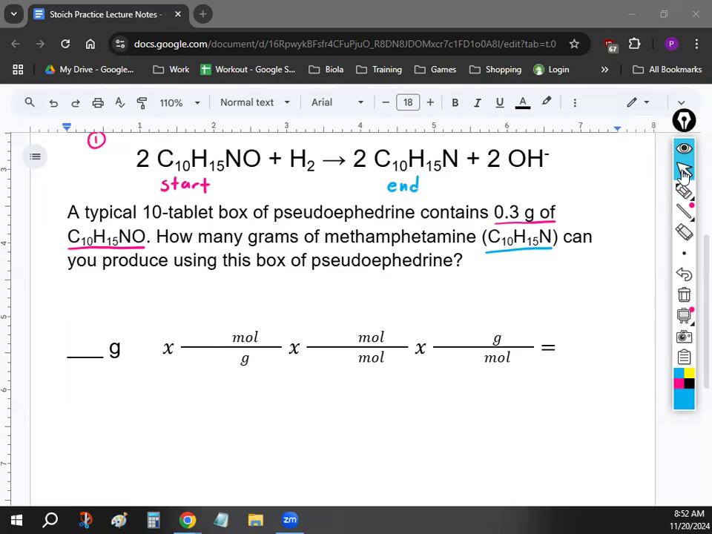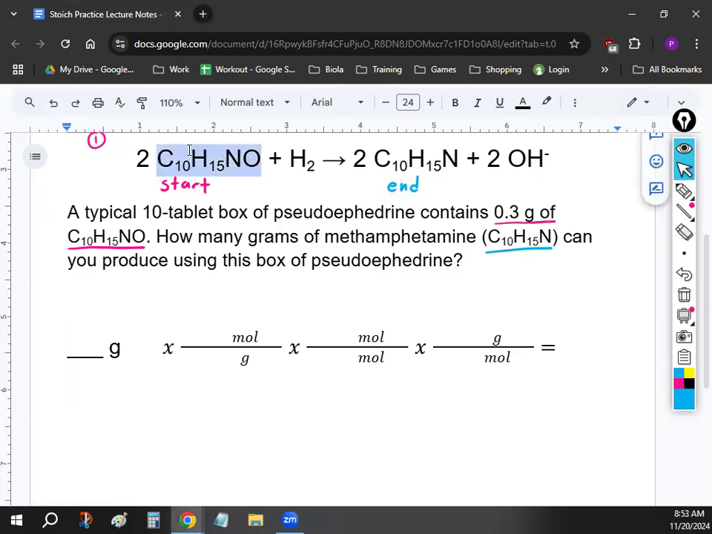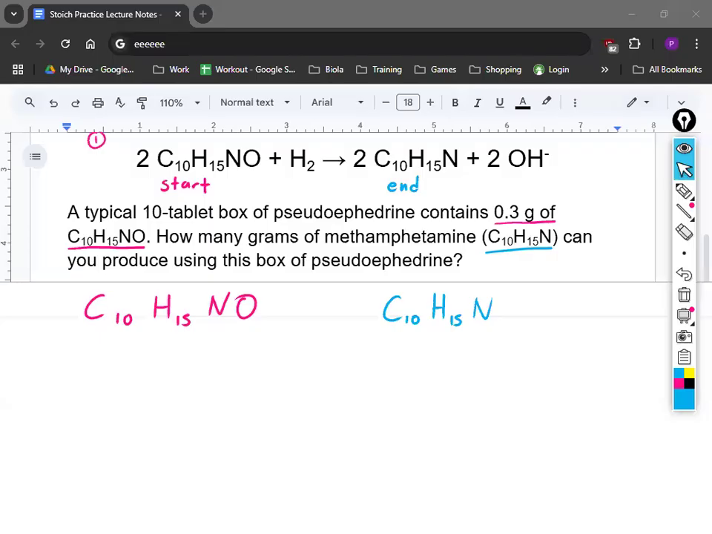Okay. Everybody good with identifying that, starting versus ending? All right. So I want you guys now to finish up step 2. You have to find the molar mass of these molecules. So I want you to find the molar mass of allergy medicine, pseudoephedrine, and find the molar mass of methamphetamine. Okay, so take about a minute or two to do that. If you're working with somebody, you guys can split it up, and then I will give you guys the molar mass in just a second to check your answer, and then we'll start the stoichiometry.